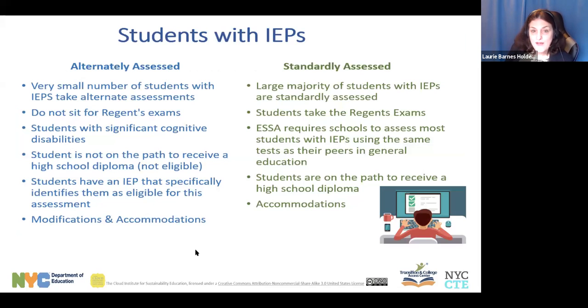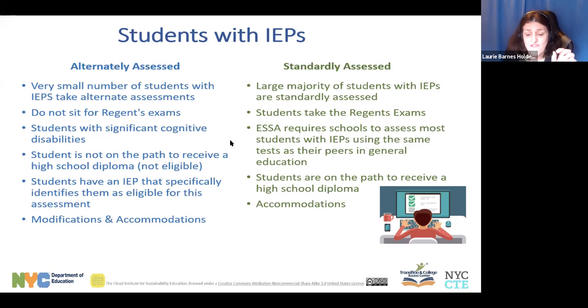So students who have an IEP are either alternately assessed or standardly assessed. And there's a very small number of students with IEPs that take alternate assessments. Students who are alternately assessed do not sit for Regents exams. They have significant cognitive disabilities, and they are not on a pathway to receive a high school diploma. So this designation is determined by a team and is specifically indicated on the IEP. The classroom teachers do not make that determination.